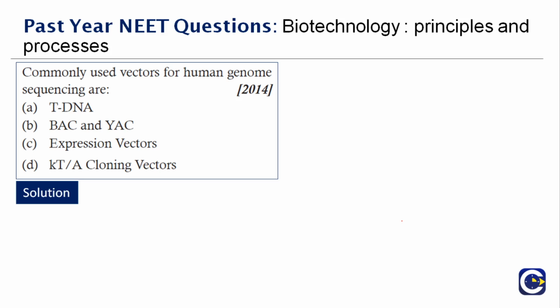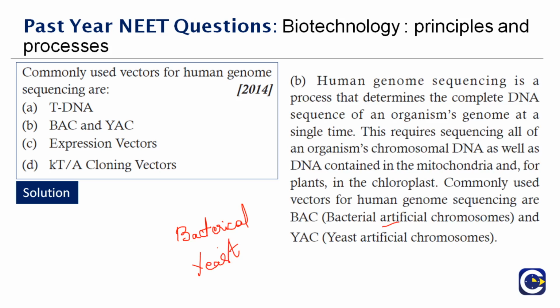Commonly used vectors for the human genome are actually BAC. What is the full form of BAC? Bacterial artificial chromosome. And the other one is yeast artificial chromosomes. Okay, which is option B and C. Therefore, the correct answer is option B.